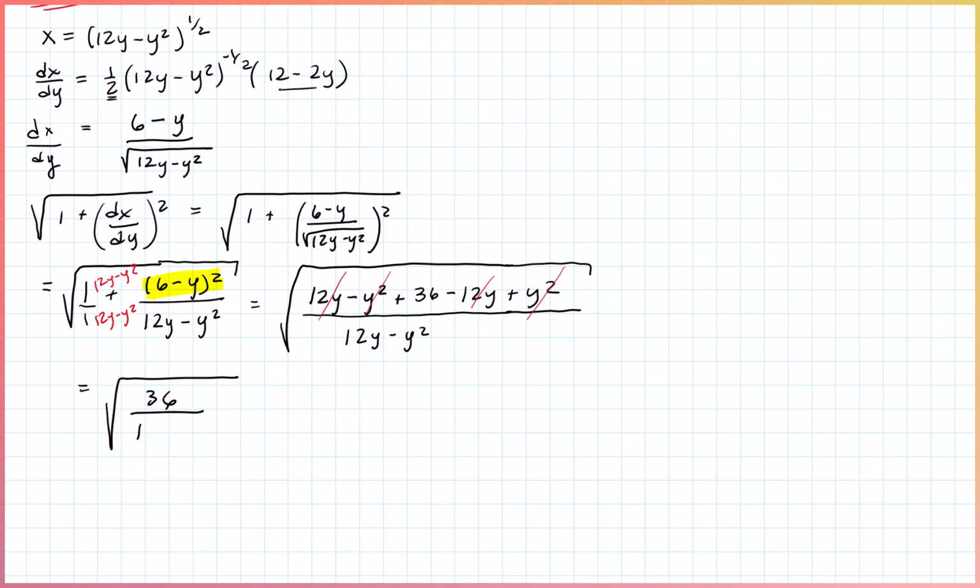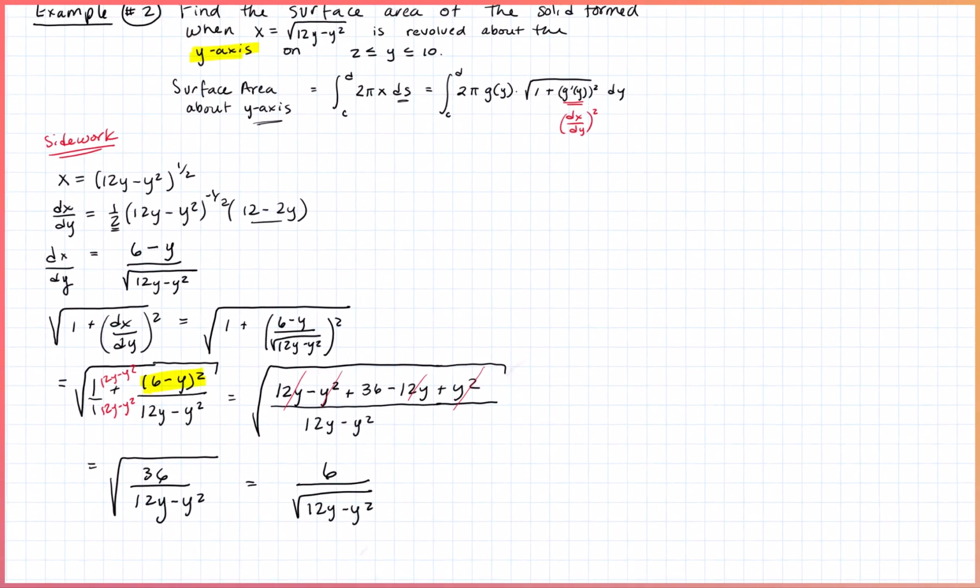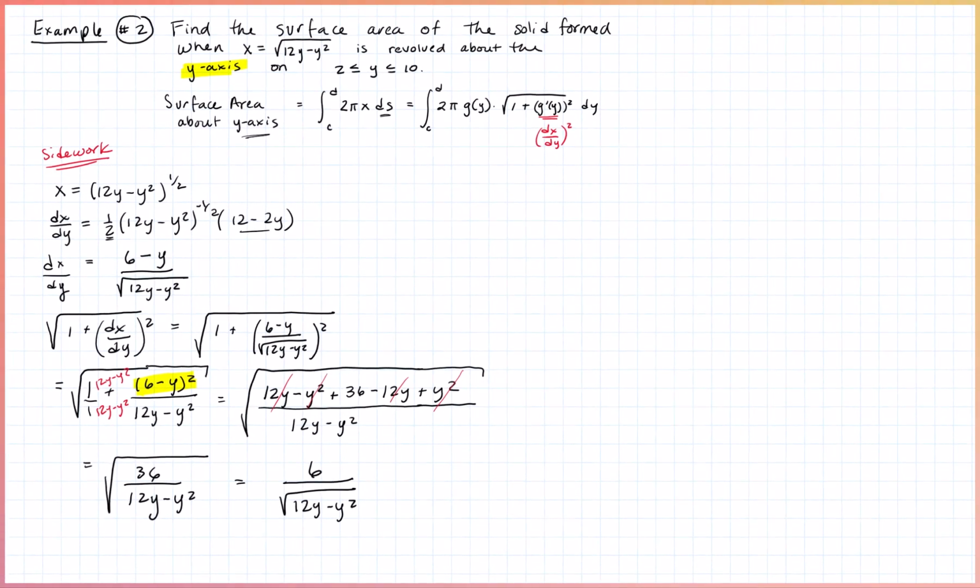And it's over 12y minus y squared. I lost the y when I said it, but I didn't write it. 12y minus y squared. And that, of course, is just 6 over the square root of 12y minus y squared. So look at that. That simplified really nicely. And now I can pop that into my surface area integral.